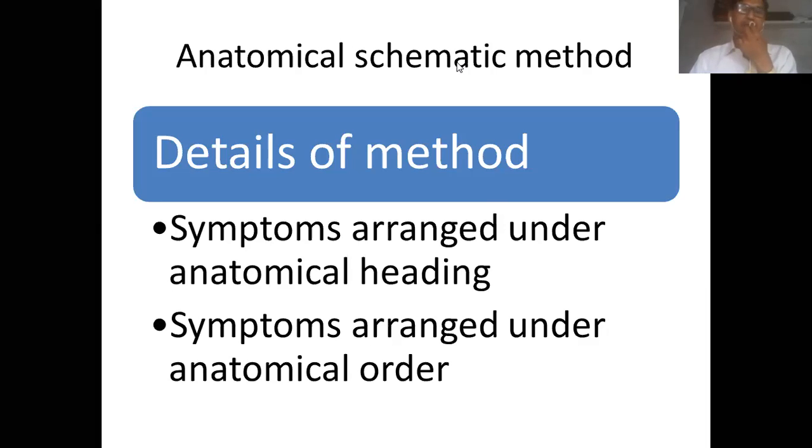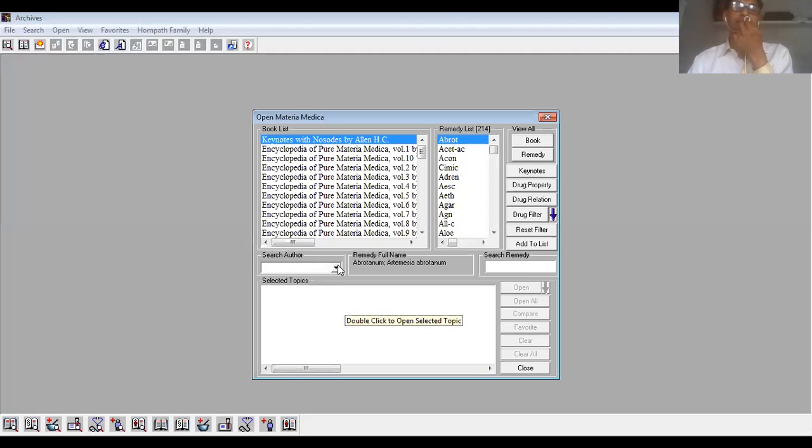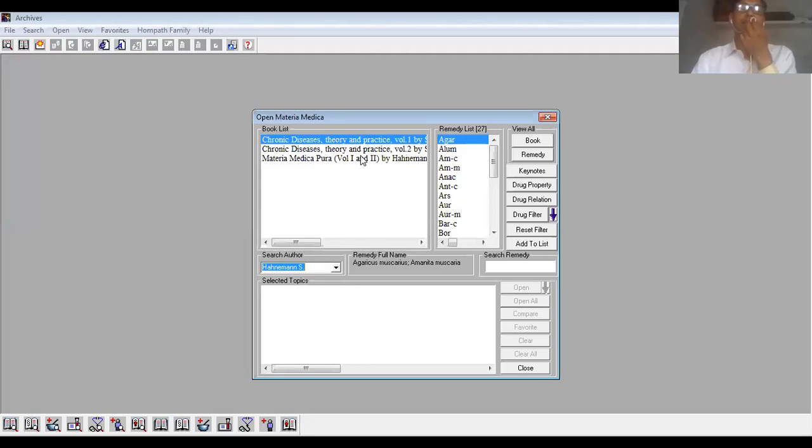I will stop sharing, and I will again share with you another important screen related to homeopathic software. You just tell me whether you are able to view it. I'm sharing a homeopathic software, Homeopath MD, and there is a specific feature in this Homeopath MD that it lists all the books of materia medica. I will first demonstrate how the anatomical schematic method is followed by Hahnemann.